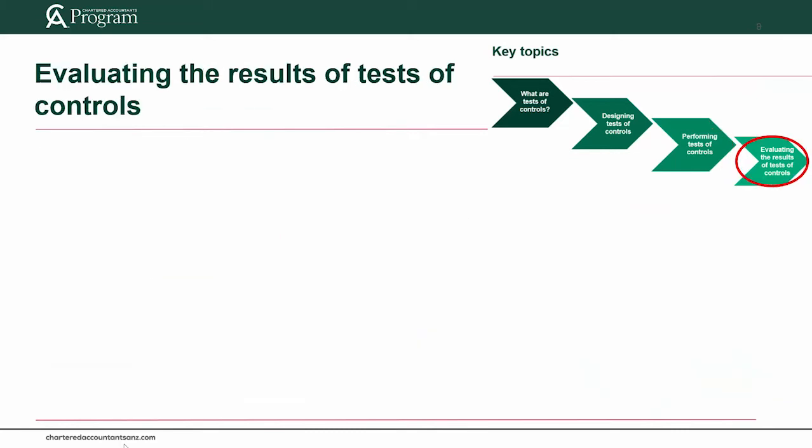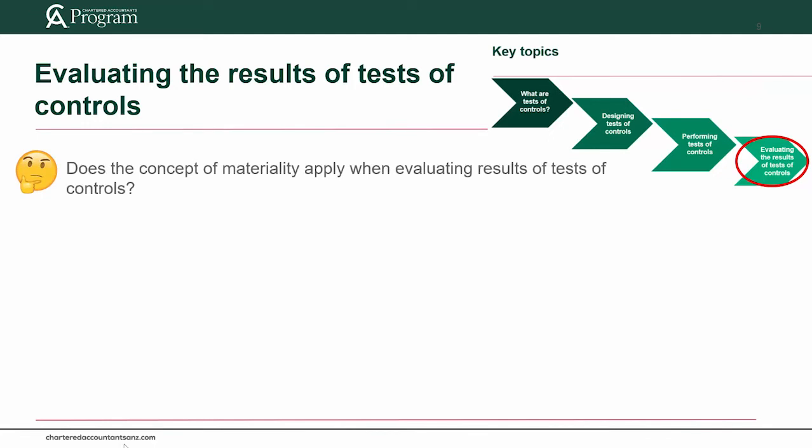So now we've performed our test of controls and we need to evaluate the results. Before we do that, let me ask you, does the concept of materiality apply here? No. Remember, when testing controls, we are evaluating the operating effectiveness of these controls. So what do we consider instead? We are concerned with the rate of deviation from internal control policy or procedure.